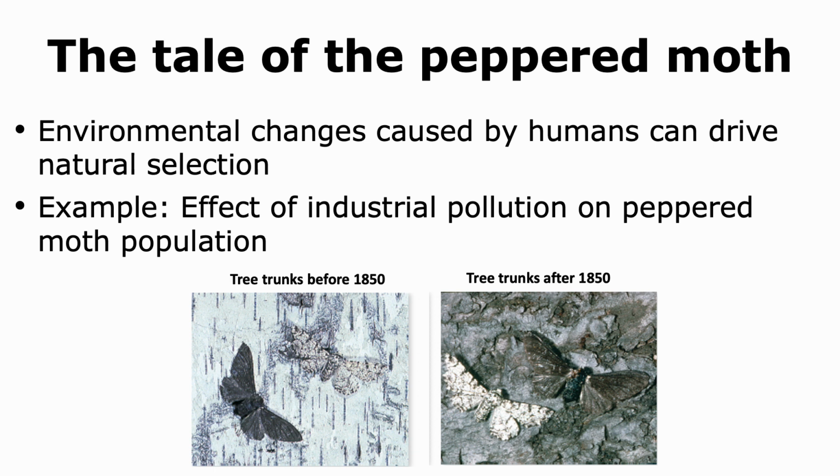What was found is that before the 1850s, when the tree bark was lighter in color, there were more lighter colored moths present than the darker version. However, after the tree trunks became darker because of industrial pollution, there was a change in the population of the peppered moths, where now we could see more darker moths surviving than the lighter colored ones.